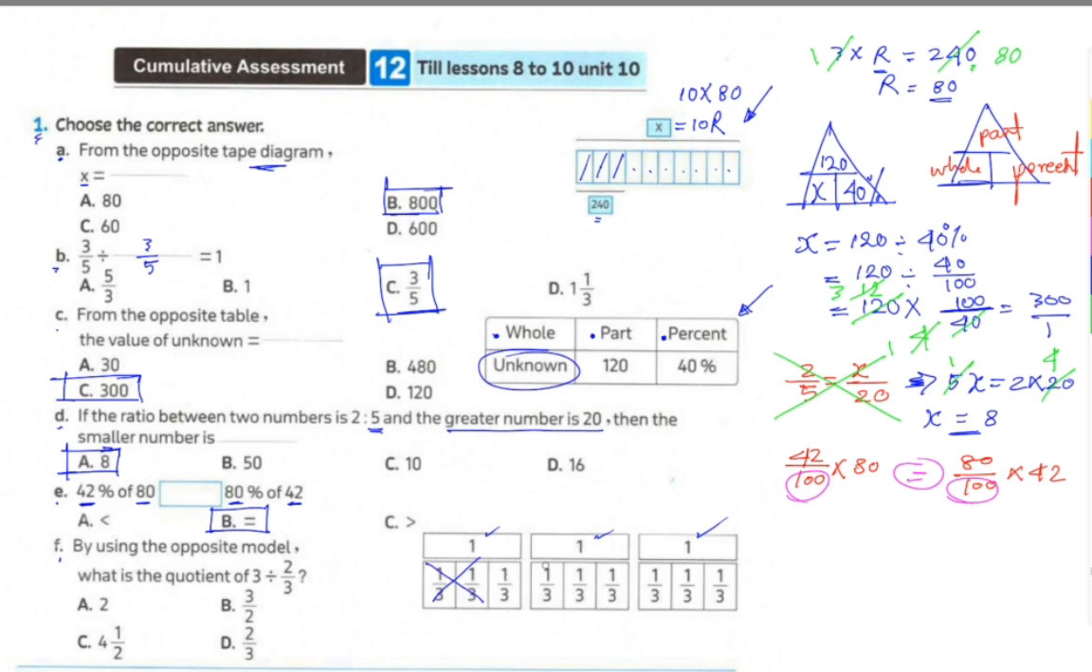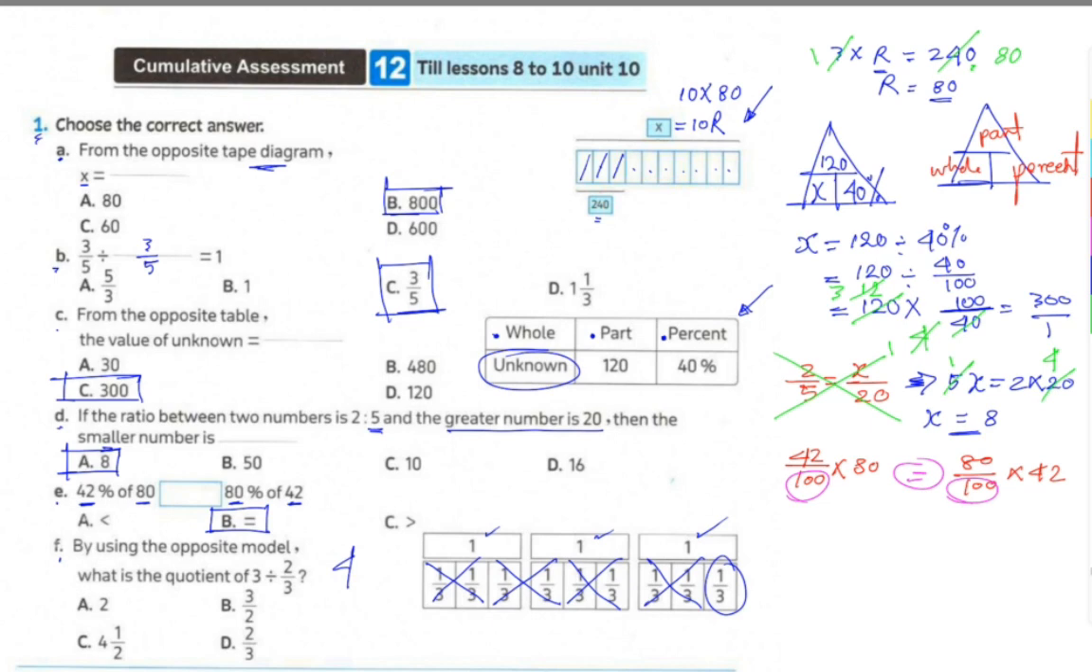Another 1 over 3 and 1 over 3. That's 1. Now I have 2 over 3, and 2 over 3, and 2 over 3. So now how many 2 over 3? We have 1, 2, 3, 4. I have 4. But don't forget this part, the remainder. This remainder is 1 over 3.